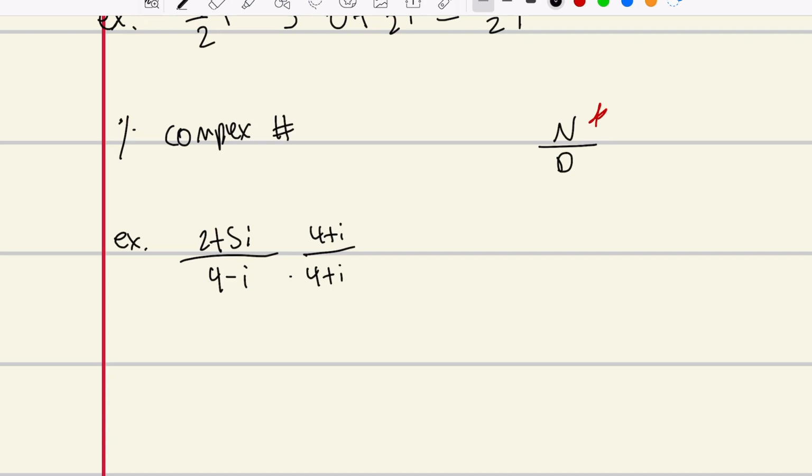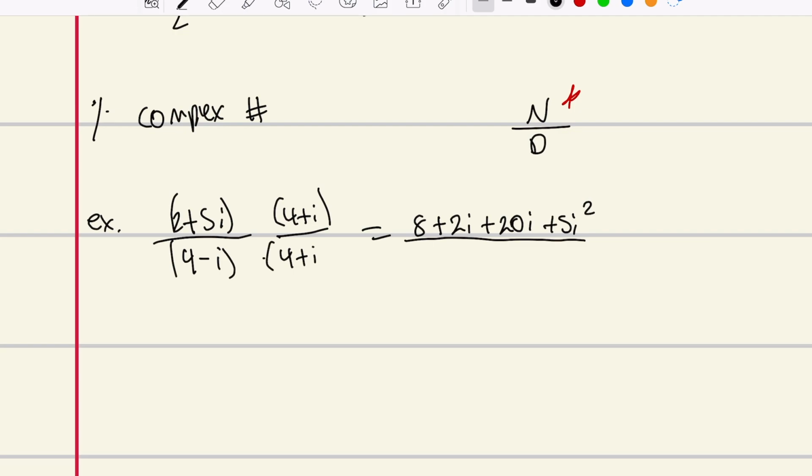So now we're going to multiply. Let's do the parentheses because it makes it readable. So 2 times 4, 8. 2 times i plus 2i. 5i times 4, which is 20i. Then 5i times i is 5i squared. Okay? So now let's do the bottom.